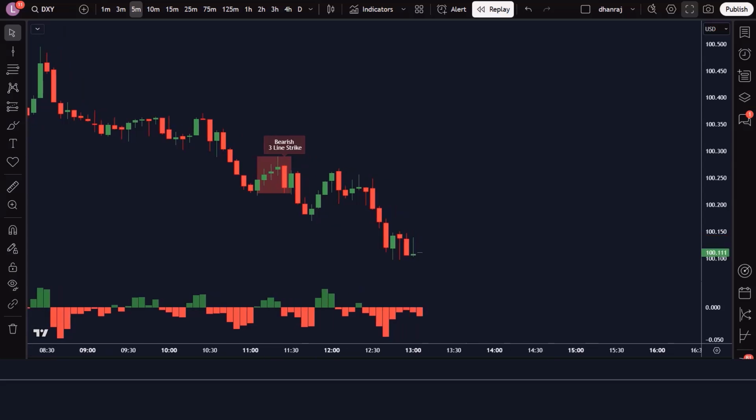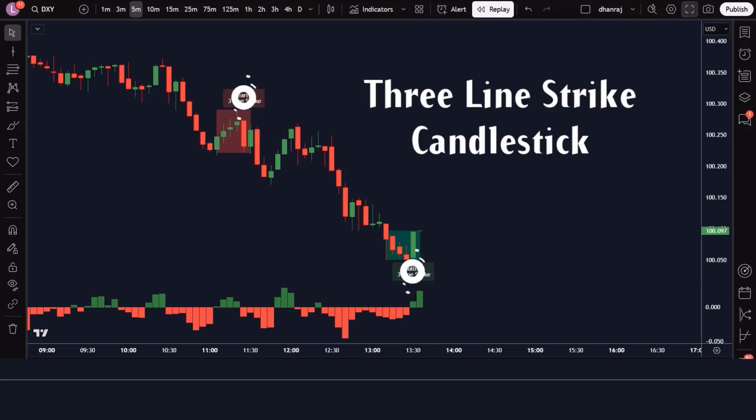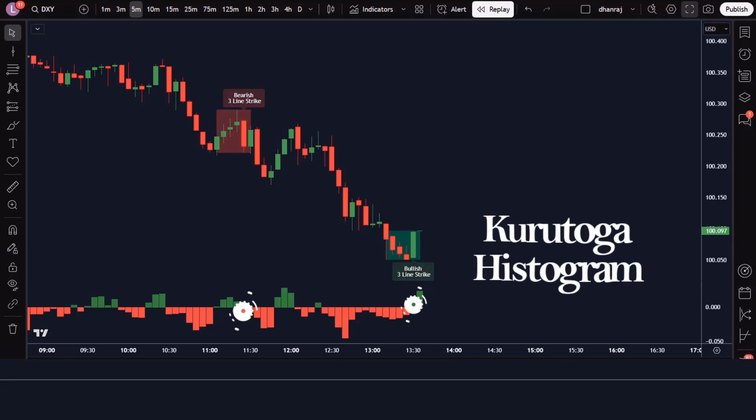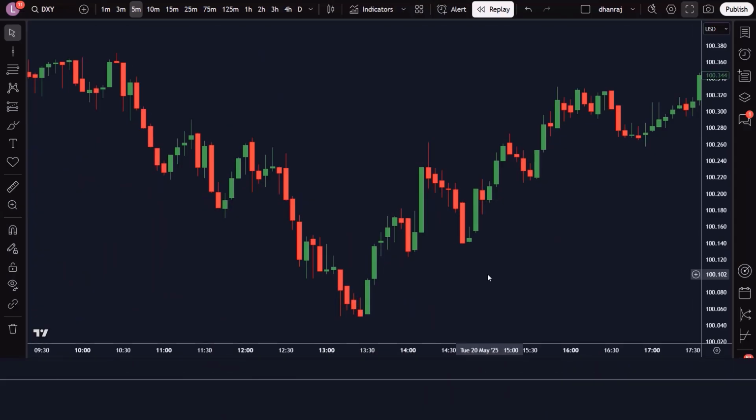First of all, let us know about trading tools. The buy and sell arrow indicator we see in the chart is called the 3-line strike candlestick indicator. The green and red columns indicator we see in the chart is called the Kuratoga histogram indicator. Now we tell you how we want to trade. Let's start the video. We open the DXY 5-minute chart. This strategy works well on the 5-minute time frame, as this strategy is unique as no one has ever told you about it before. Let us now understand the trading setup.